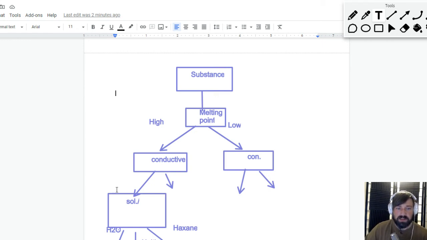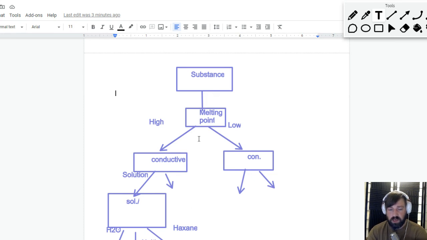Actually, looking at this, melting point is high, conductivity in solution, and it's soluble in H2O. That's going to be an ionic bond. So you're going to do this and fill out all of these things, and get to the bond at the end. So this is going to be a big branching tree all the way down to a certain bond.